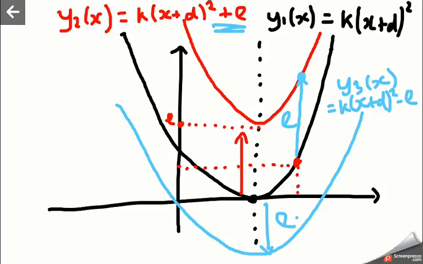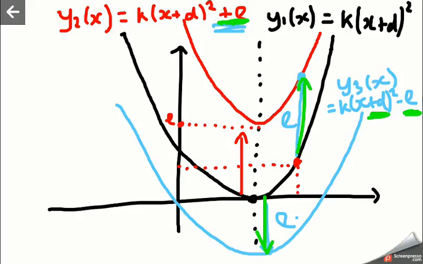We now know how to move the parabola side to side, which is by adding on some number d. It moves it to the right if d is negative, and to the left if d is positive. We know how to move the parabola up and down by adding on or subtracting some number e, where e is greater than 0. If we subtract a positive number, it moves the parabola down by e units, and if we add on a positive number e, it moves it up by e units.